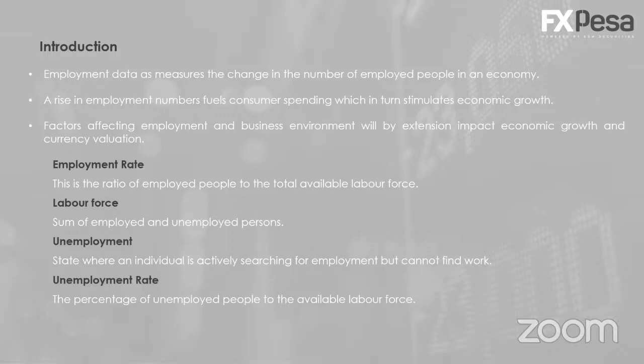Then labor force is the sum of employed and unemployed persons. So the total labor force is the people who have qualifications to be employed but are not employed, as well as those people who are qualified and they already have jobs. Then unemployment is the state where an individual is actively searching for employment but cannot find work. Then the unemployment rate is a percentage of unemployed people relative to the available labor force in the economy.